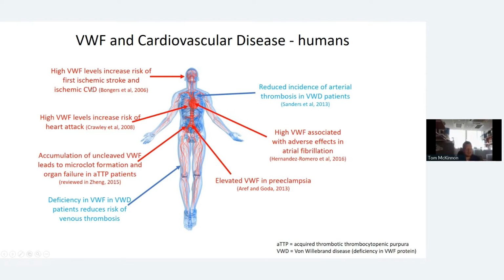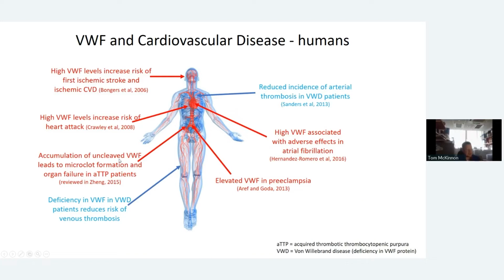Okay, so for example, there are now numerous studies. I've just got very few on this slide, but it is becoming quite clear that high VWF levels do represent a real risk factor for an increased risk of cardiovascular disease. So, for example, some work from our lab demonstrating that high VWF levels increase the risk of heart attack. High VWF levels increase the risk of first ischemic stroke. And likewise, patients that have VWD, so the patients that have this bleeding phenotype, have a greatly reduced risk of developing either venous or arterial thrombosis.